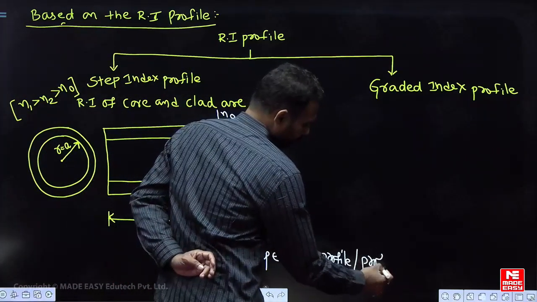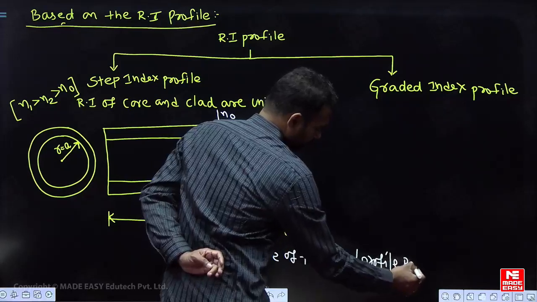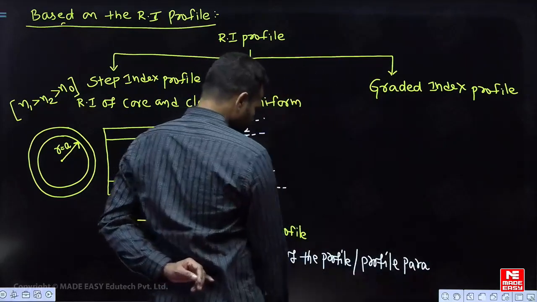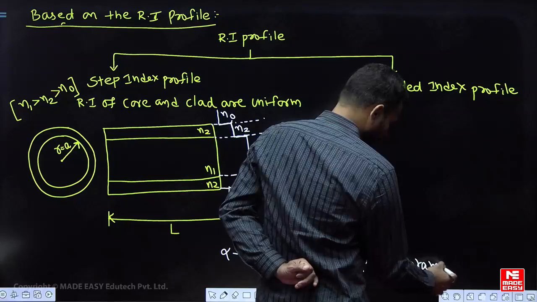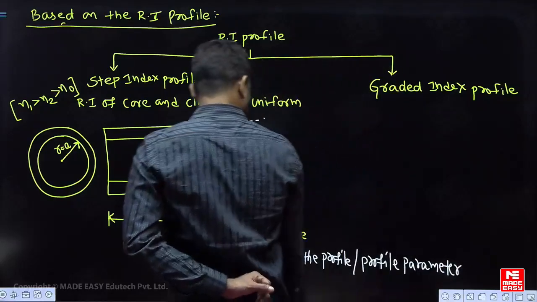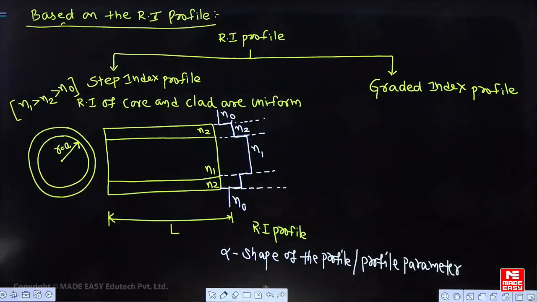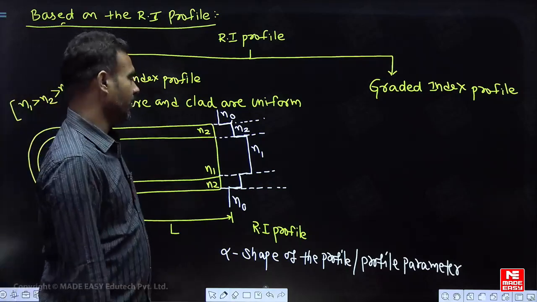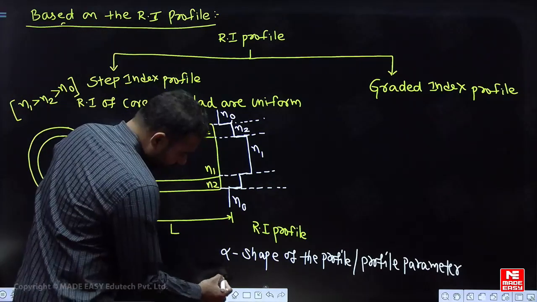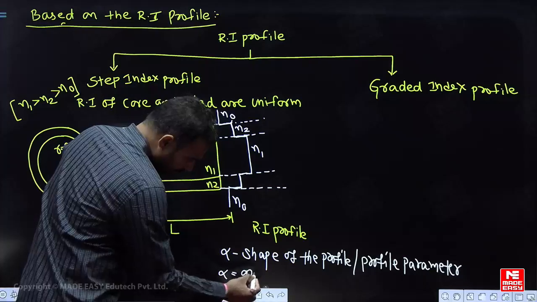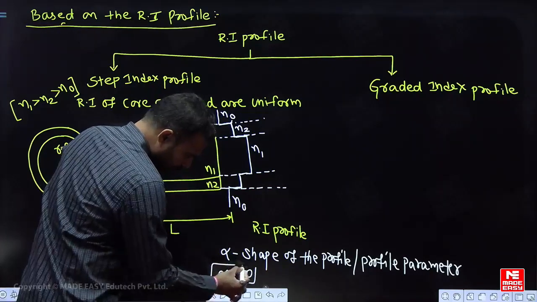Alpha is also called the shape of the profile or refractive index profile. What is alpha? Alpha is the profile parameter which gives the characteristic refractive index profile of the fiber core. How the fiber core is structured is given by alpha, the shape of the profile or profile parameter. That alpha value is equal to infinite for step index fiber. I hope everybody in the class understood this.